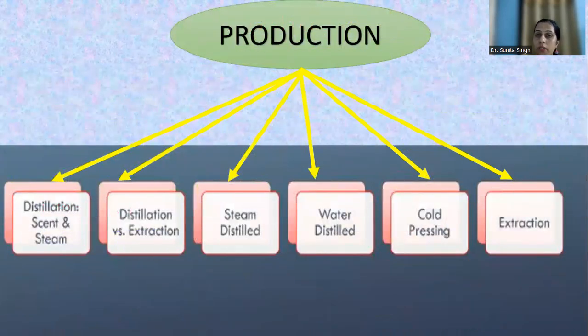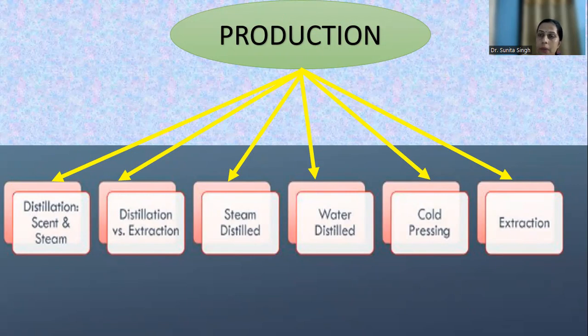Production of essential oils basically depends upon some methods, and the common and widely used method is steam distillation. Apart from different types of distillation, we have cold pressing, which is a mechanical process. We have extraction with different solvents, changing their polarity. When I did my work, I used non-polar and polar solvents for extracting the components. But the most widely used method is steam distillation.